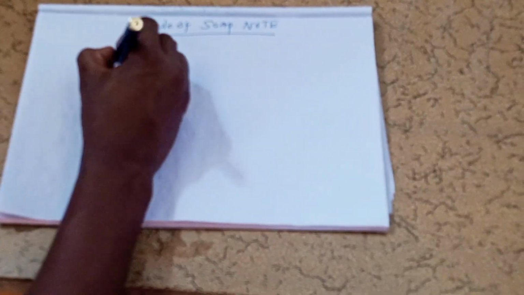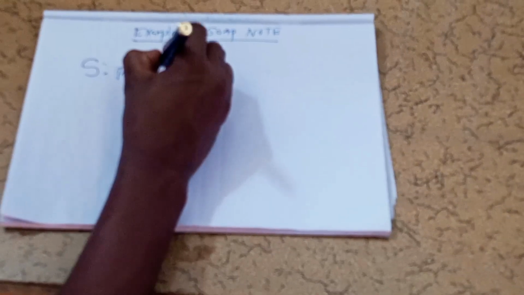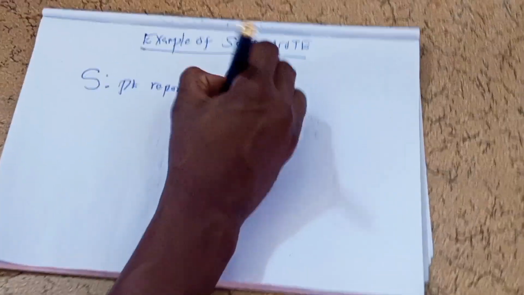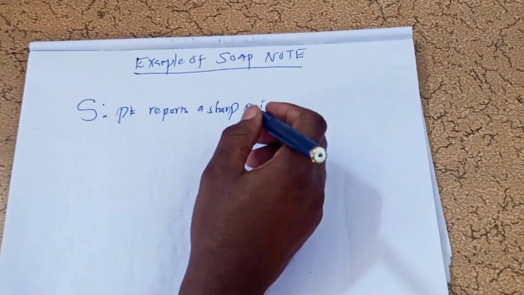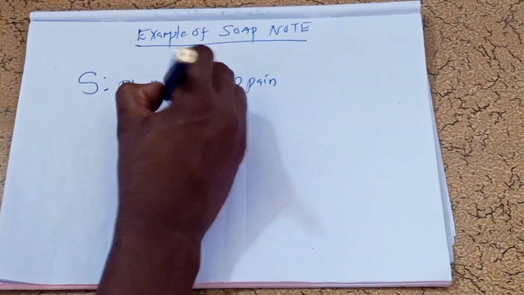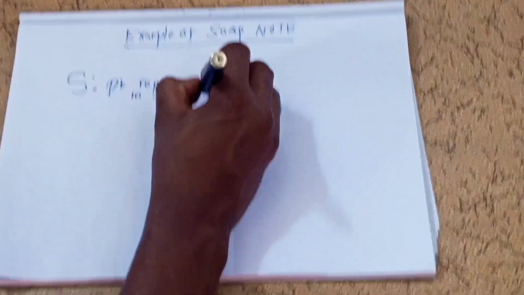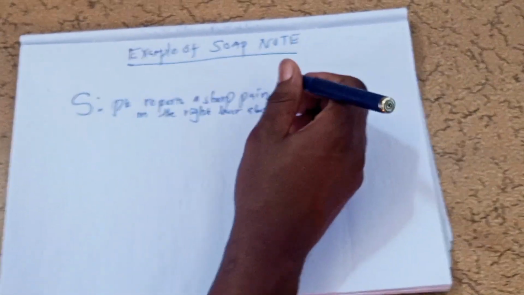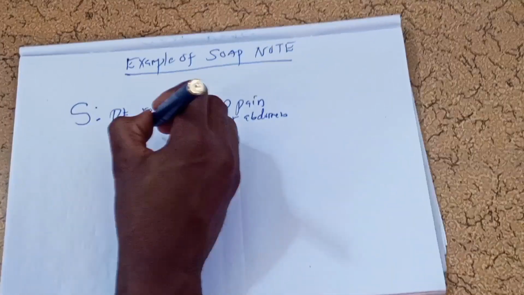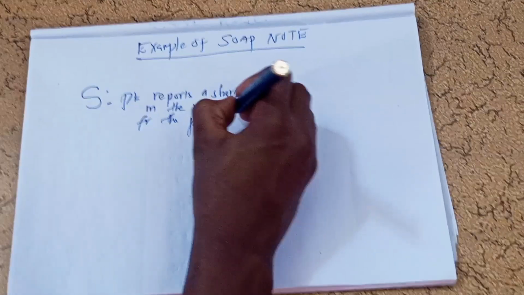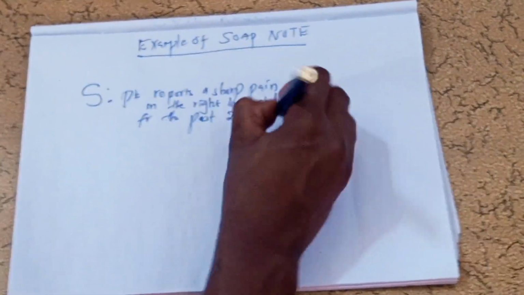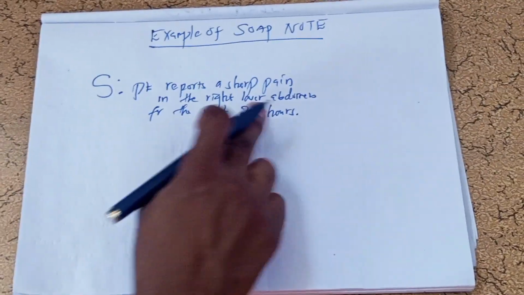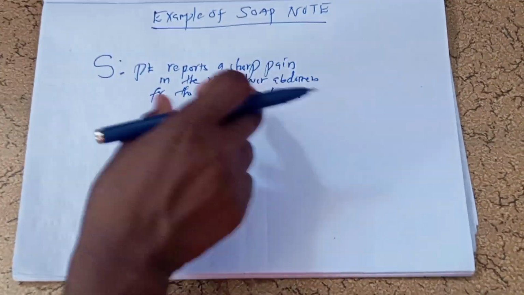In the subjective, for example, we have: patient reports a sharp pain in the right lower abdomen for the past 24 hours. So this is an example of subjective.